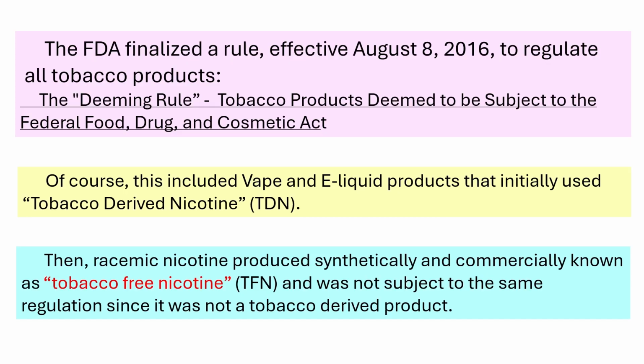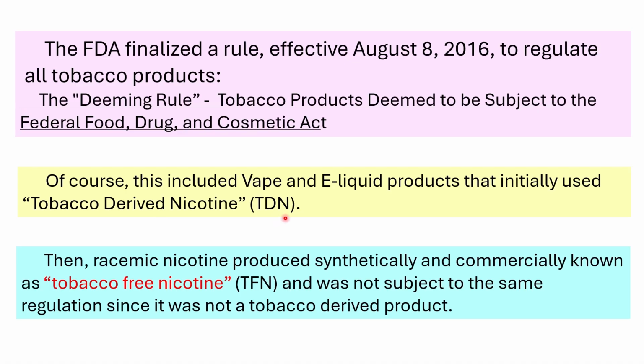Now, in 2016, the Food and Drug Administration finalized a rule to regulate all tobacco products. And they said that for the first time, the Federal Food and Drug Administration, under the Federal Food, Drug, and Cosmetic Act, could regulate tobacco products. This was known as the deeming rule. Of course, this included vape and e-liquid products that initially used tobacco-derived nicotine. So tobacco-derived nicotine will be TDN.